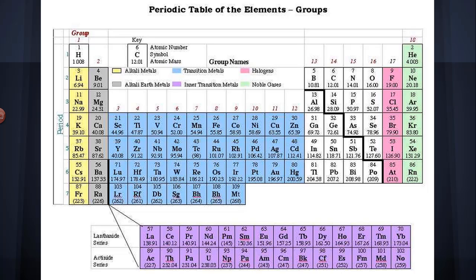So, you want to become familiar with the different terminology involved around the periodic table, being able to find things around the periodic table, knowing, for example, where the alkali metals are, the halogens, so that we can start to talk about these elements and their properties.